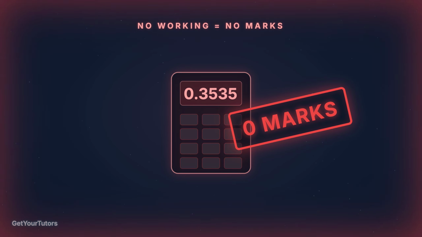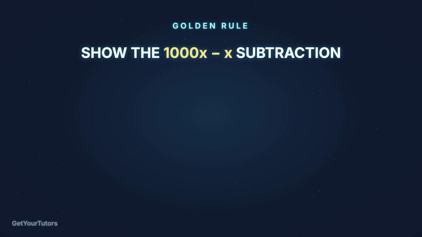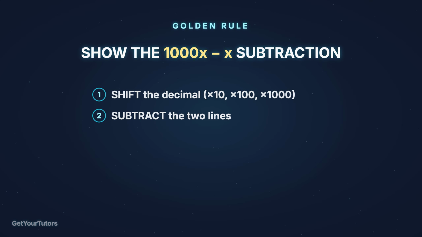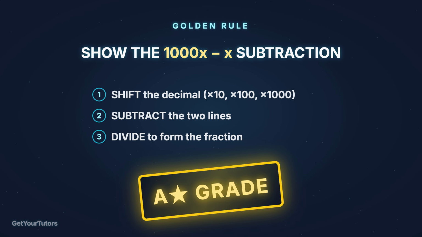If you just type it into your calculator, you get exactly 0 marks, always. Always show your algebraic steps clearly. Find the exact matching recurring decimals, subtract them cleanly, and divide to form your final fraction correctly.